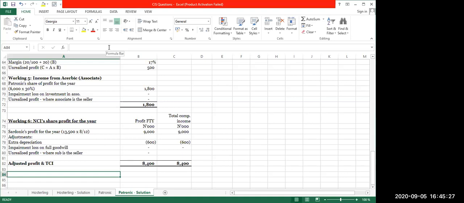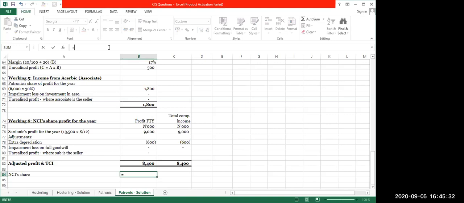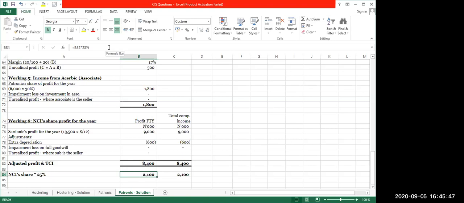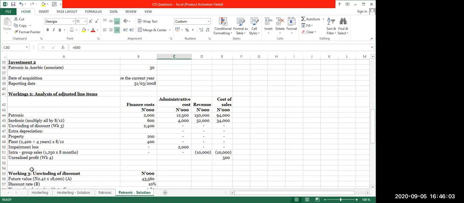So NCI share. Since NCI holds 25%, we'll just multiply all this by 25%. Do the same here. So NCI share at 25%. Lo and behold, that marks the end of the question again. So we'll just go and fill out. I'll just scroll up and close out all my workings. Total.